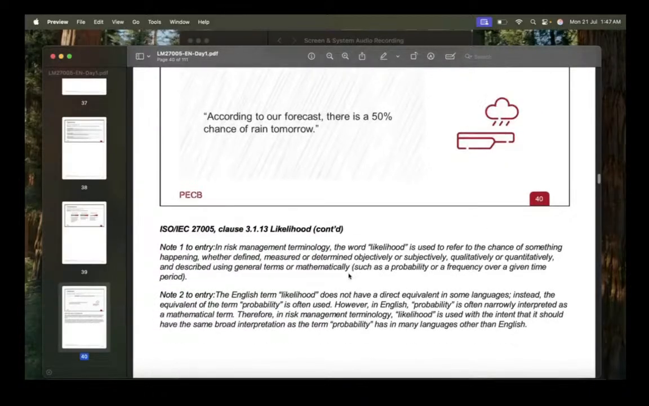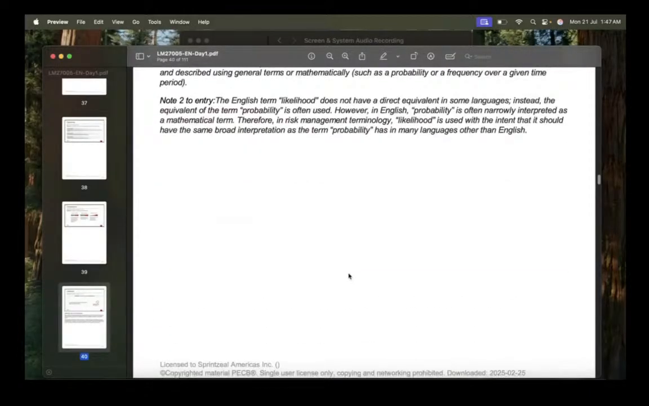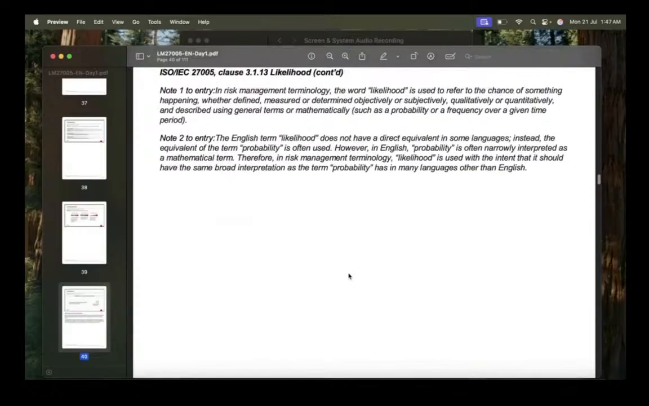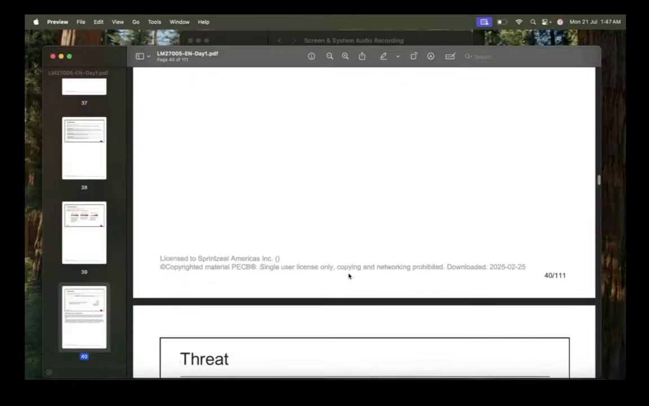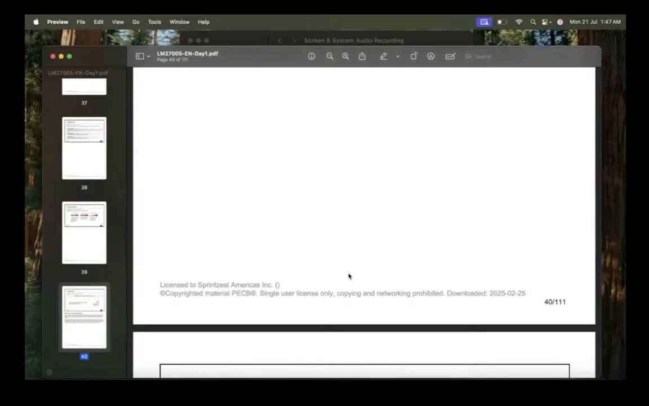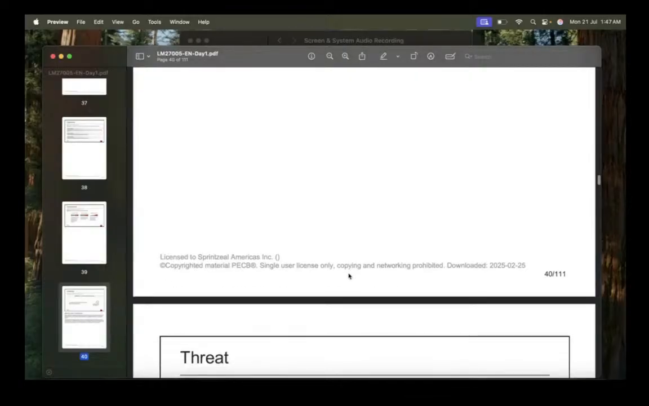Yes. So these were the definitions. The next thing that we are going to discuss is threat and vulnerability. Before that, I think we can take a 5-minute break if you want.